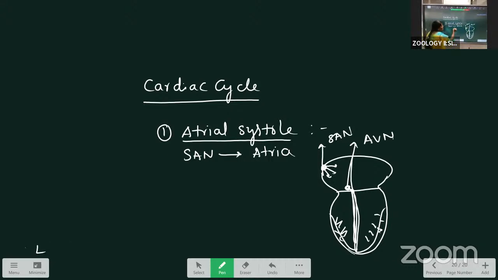The duration of the atrial systole is 0.1 second. In this time, what will happen? With the pressure of the contraction occurring in the atria, the AV apertures are open, both the valves are open, and the blood pressurely comes down into the ventricles. This is about the atrial systole, whose duration is 0.1 second. The next step is called the ventricular systole.